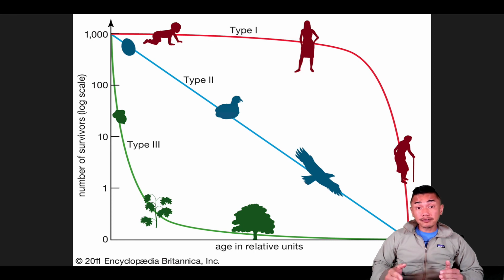These are called survivorship curves, and they show the difference between R-selected species and K-selected species. The type 1 curve shows a K-selected species that produces few offspring that tend to live a long time, often due to parental care. Humans are an example. The type 3 curve is an R-selected species that produces lots of offspring, many of which don't live very long. Plants are an example of that. The type 2 curve is a species somewhere in the middle. Birds are an example there.